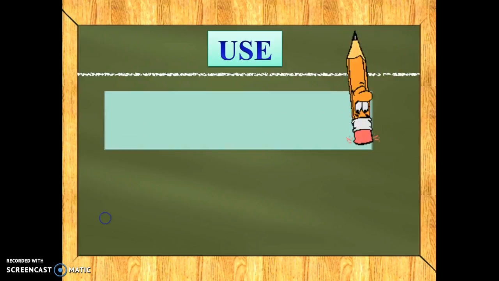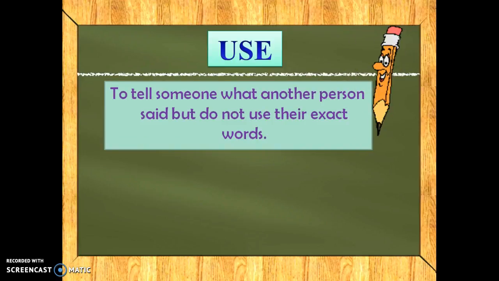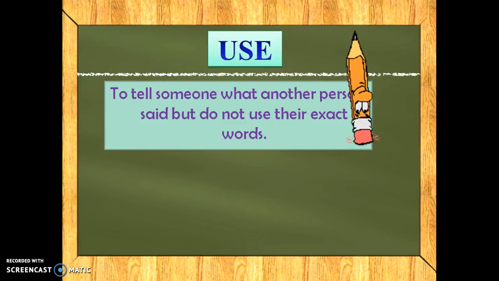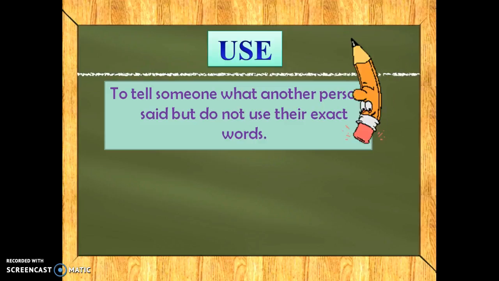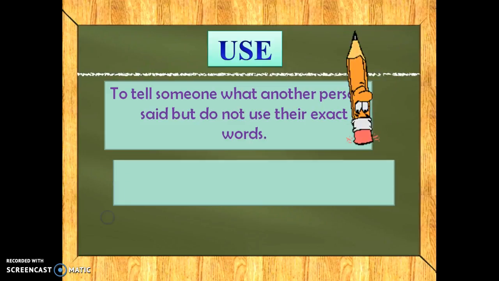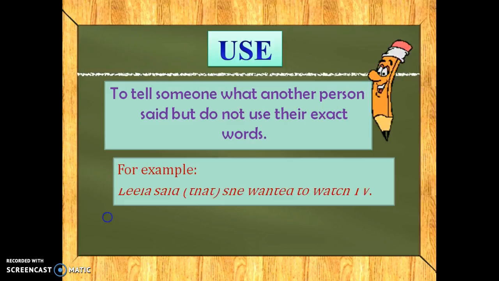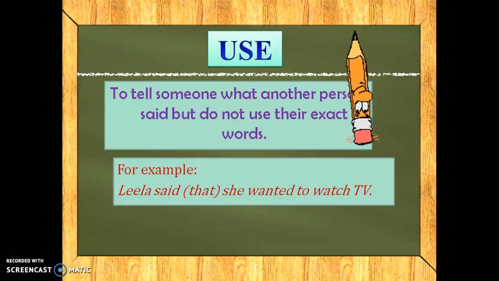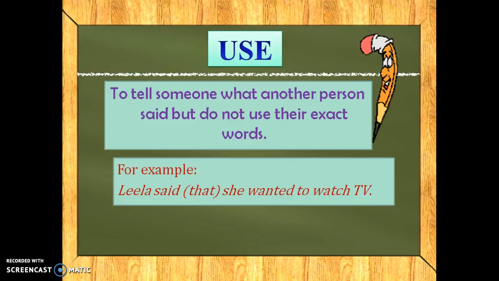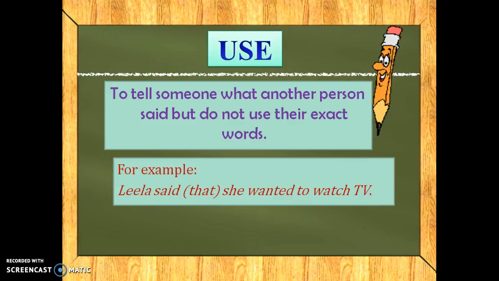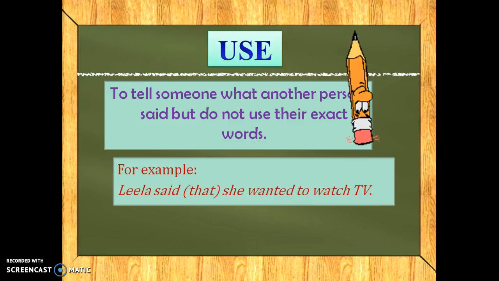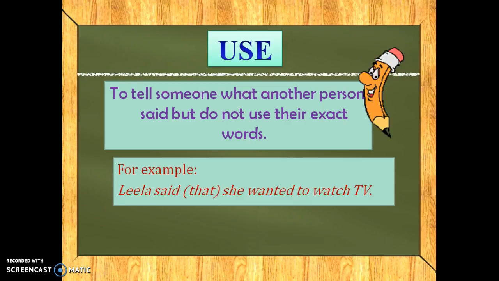We use reported speech, look, to tell someone what another person said, but we don't use their exact words because we're repeating what they said. See the example. Leela said she wanted to watch TV. Actually, Leela said, "Hey, I want to watch TV." And then, if we repeat or report her words, we would say this: She said she wanted to watch TV.